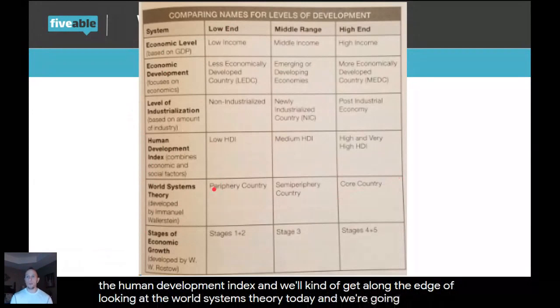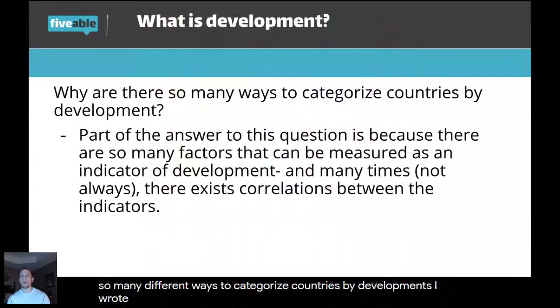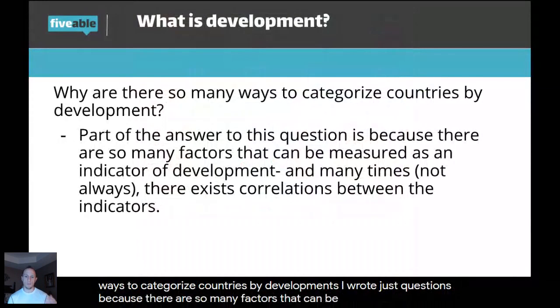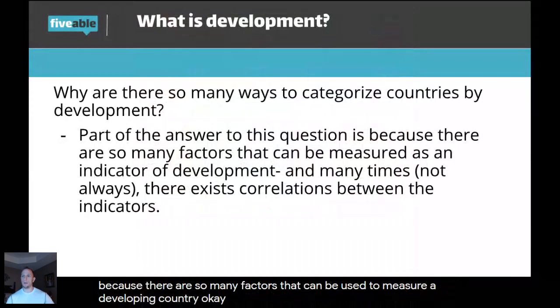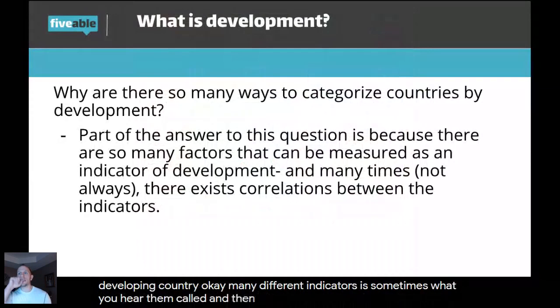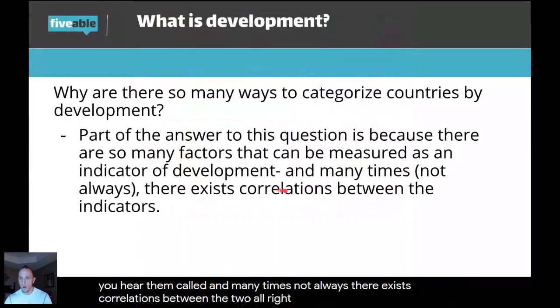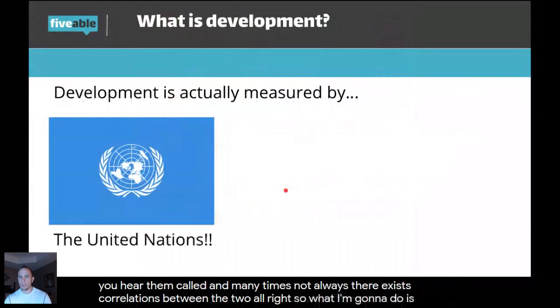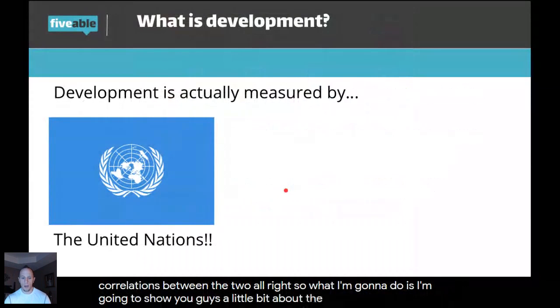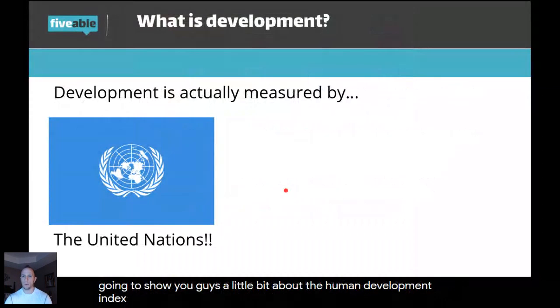So why are there so many different ways to categorize countries by development? I wrote down here, part of the answer to this question is because there are so many factors that can be used to measure a developing country. Okay, many different indicators is sometimes what you'll hear them called, and many times, not always, there exist correlations between the two. All right, so what I'm going to do is show you guys a little bit about the Human Development Index. I think that's where I'm going to start.